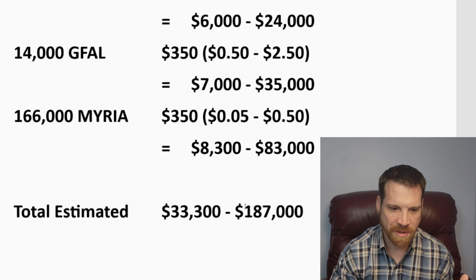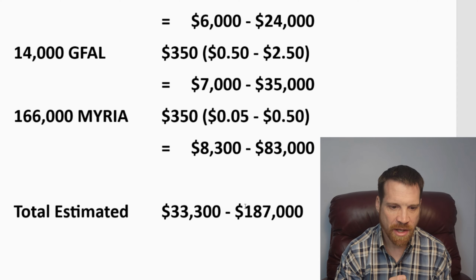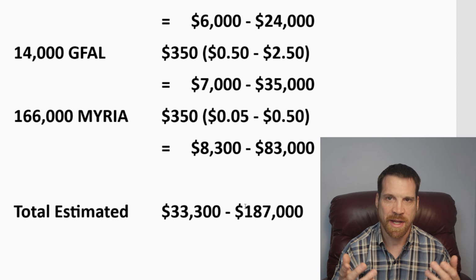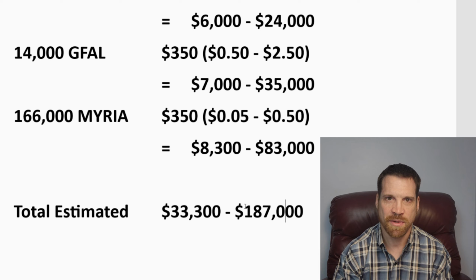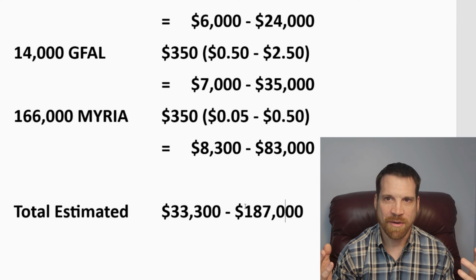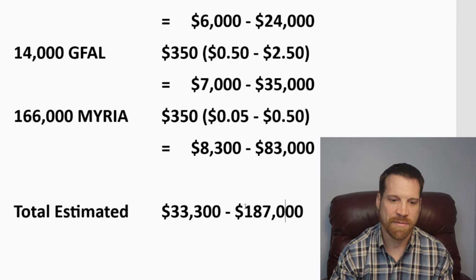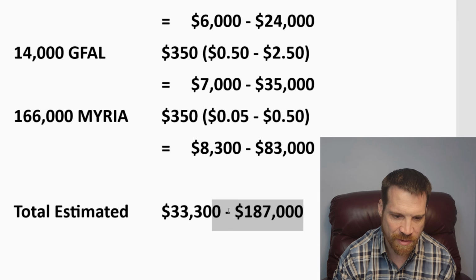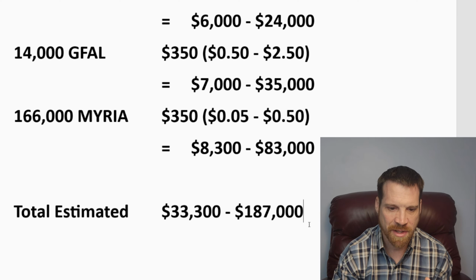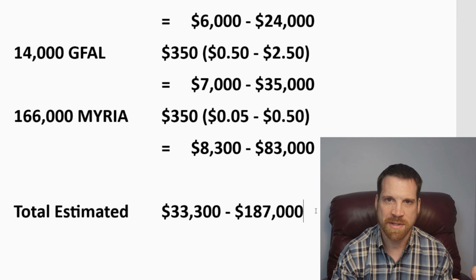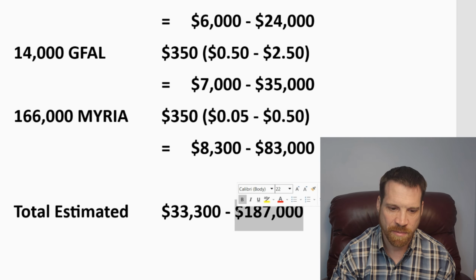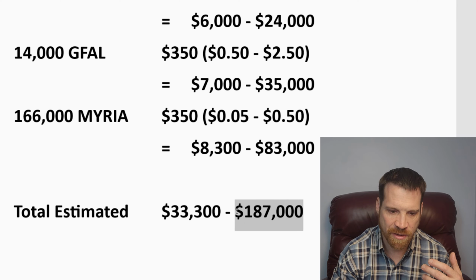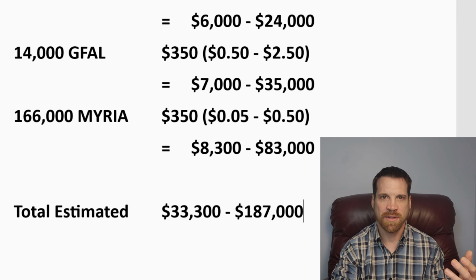So total estimated returns for portfolio A around $33,000 to $187,000. That's pretty freaking fantastic for just a $2,500 investment, don't you think? Now, I don't have a crystal ball, guys, and you're never going to hit this number here on the right, this $187,000. This is if all of these coins absolutely exploded and took off. So keep that in mind. Don't think that if you put $2,500 in, you're going to get $187,000. That's not realistic at all.